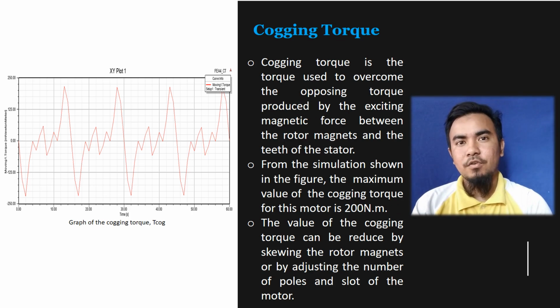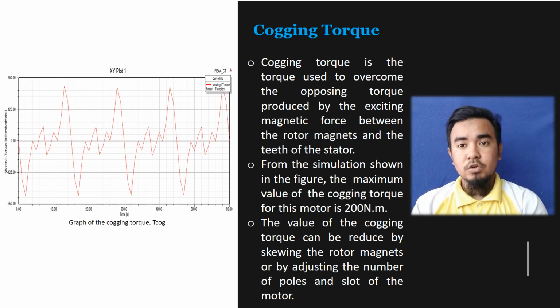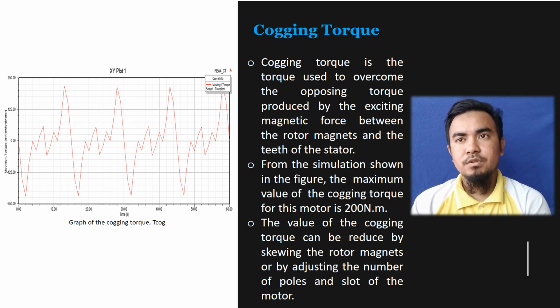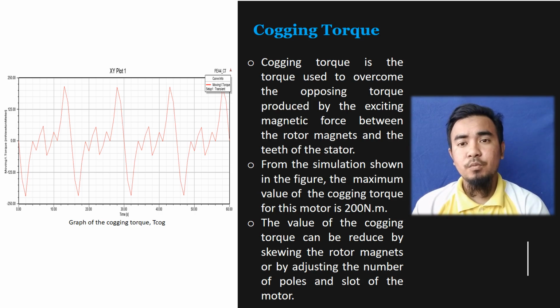This is the graph of the cogging torque. Cogging torque is the torque used to overcome the opposing torque produced by the exciting magnetic force between the rotor magnets and the teeth of the stator. From the simulation shown in the figure, the maximum value of the cogging torque for this motor is 200 Nm.